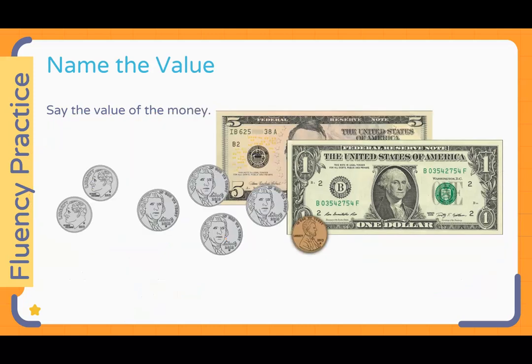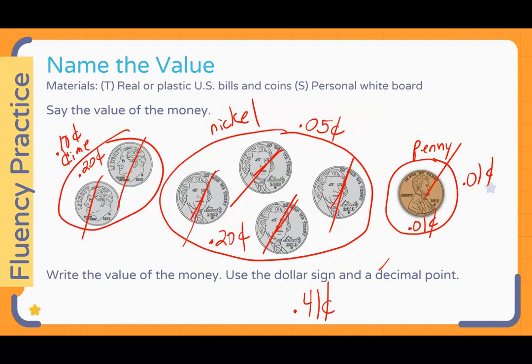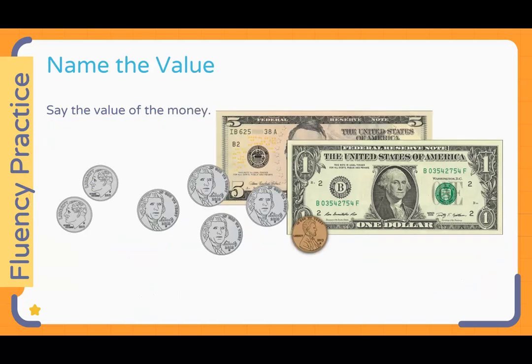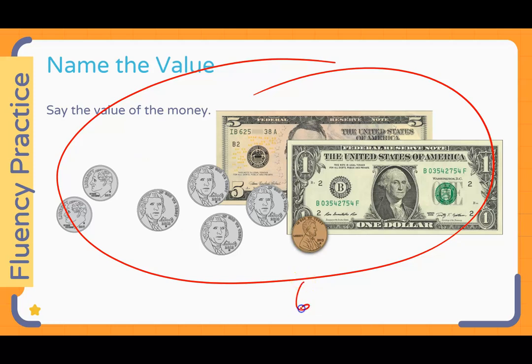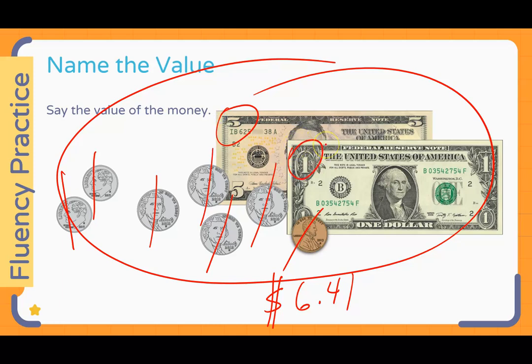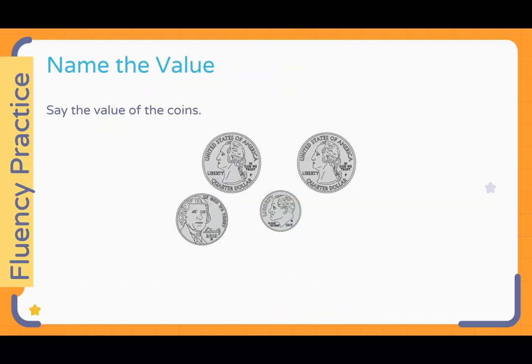Now we're going to say the value of the money. Okay. This is what we just got done doing. We know we have 41 cents and we know we have $6. So how much is it all together? $6.41. Now let's make sure. I'm going to go ahead and just count it. 10, 20, 25, 30, 35, 40, 41, 5, 6. $6.41. Okay.